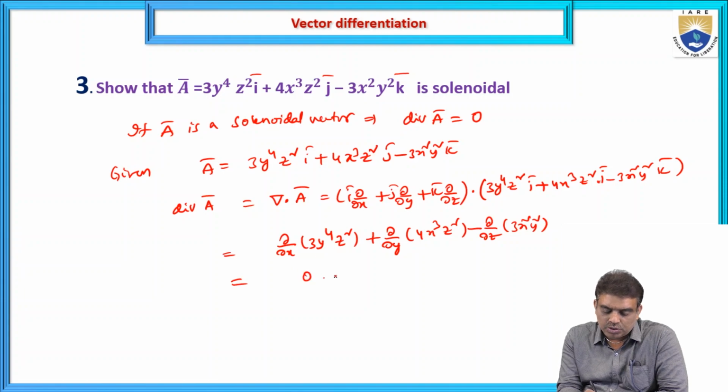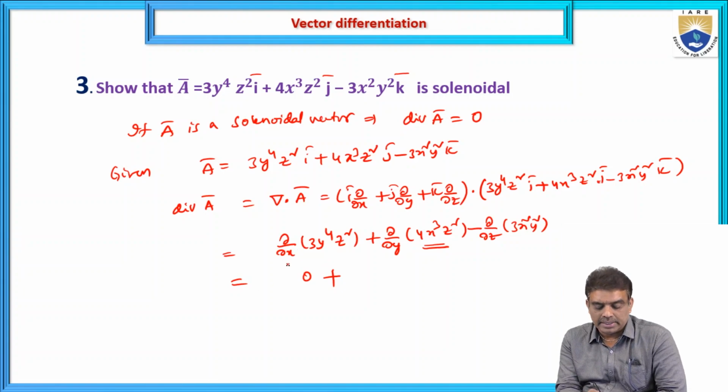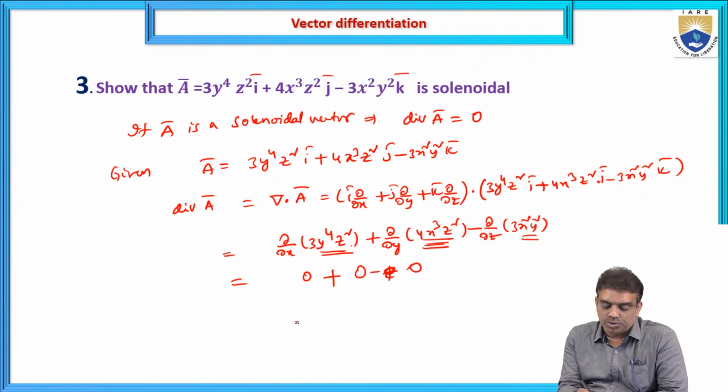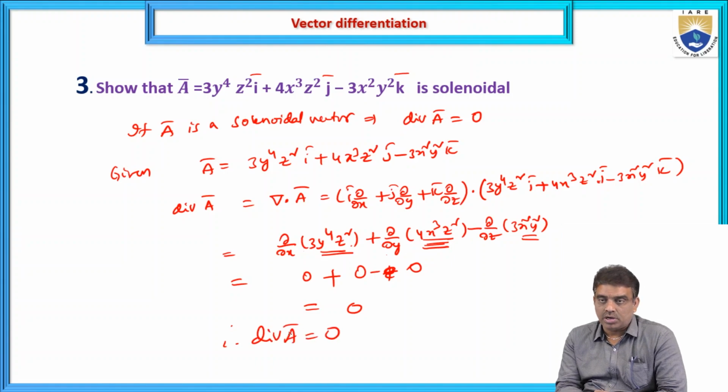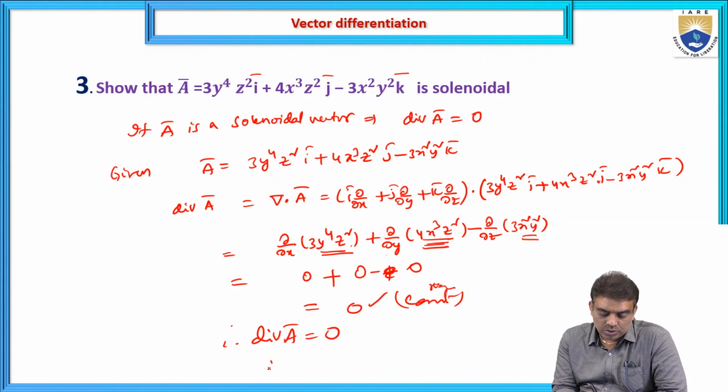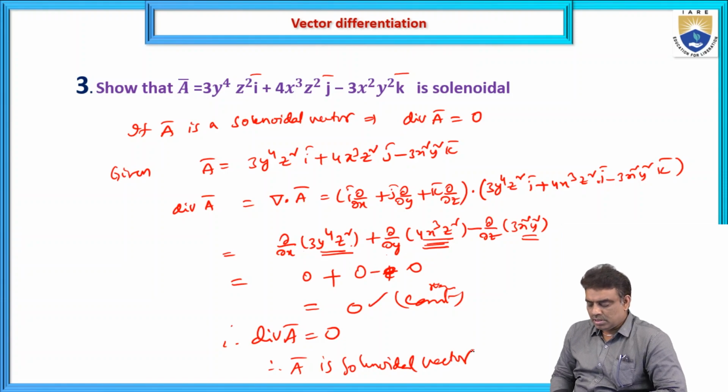So what will it be? Differentiating partially with respect to x, the term is completely constant, a y term and z term, so that is 0. Here ∂/∂y of a function of x and z is also 0. Then ∂/∂z of this entire term, which is an x and y term, is 0. Therefore div a̅ is equal to 0. It is not 0 bar, it is a real constant, 0. Therefore a̅ is a solenoidal vector. That is the solution for this given problem.